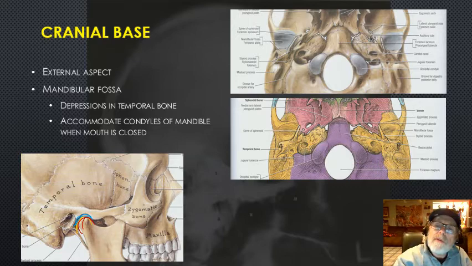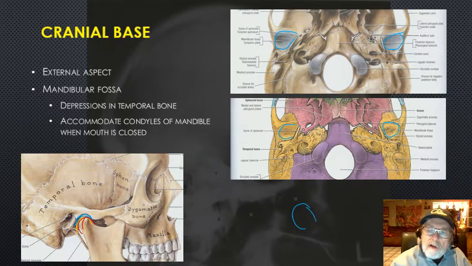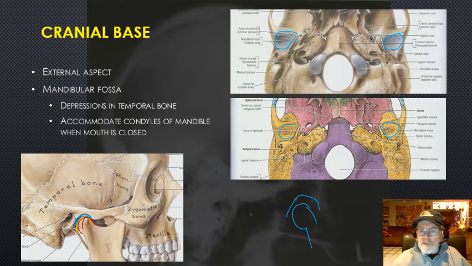If I look up here at this diagram, here's that mandibular fossa right here. If I look in the diagram here, here it is here. And that rounded condyle of the mandible sits in that mandibular fossa, and that allows the jaw to open and close.